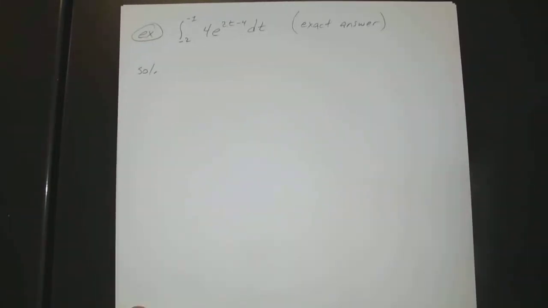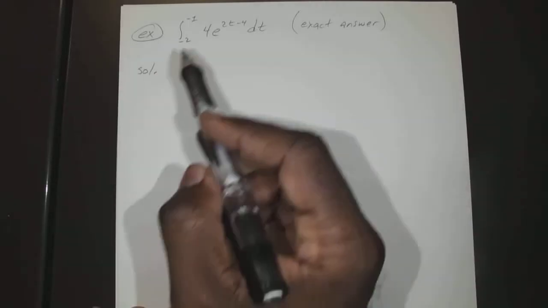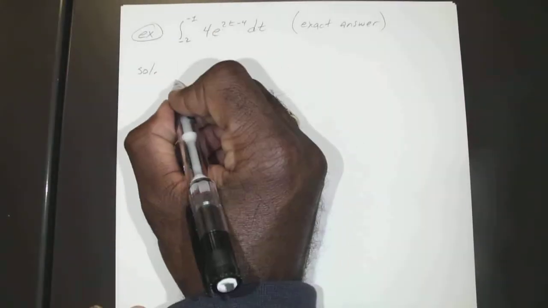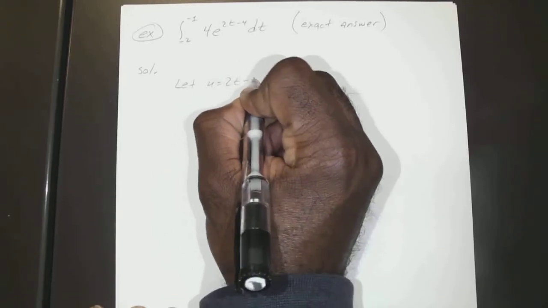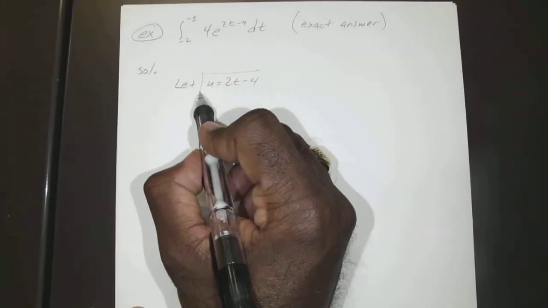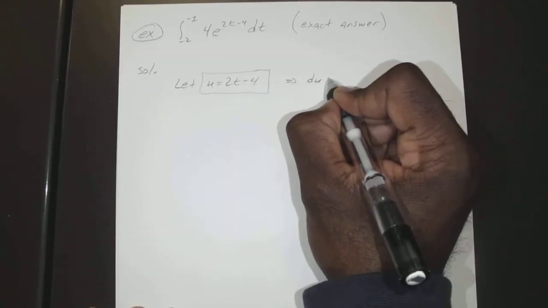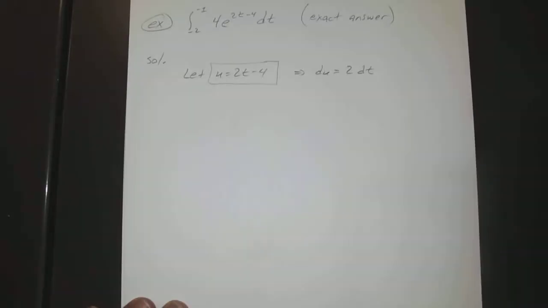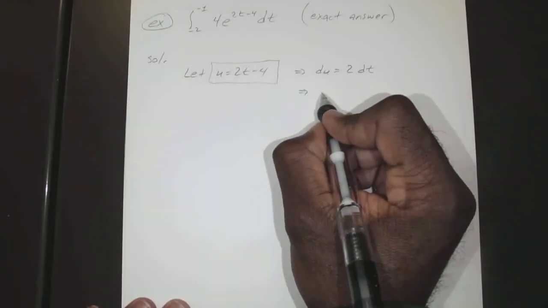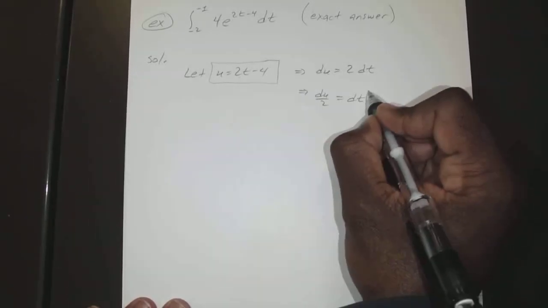So u equals 2t minus 4. You want to turn that into e to the u. So we're going to let u equals 2t minus 4, which means our du will equal 2 with respect to t. Or du divided by 2 equals our dt.